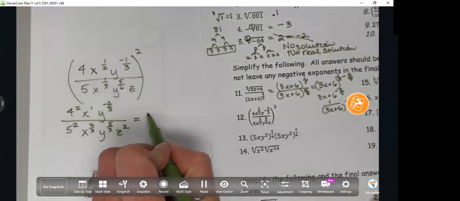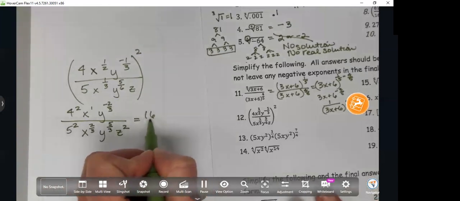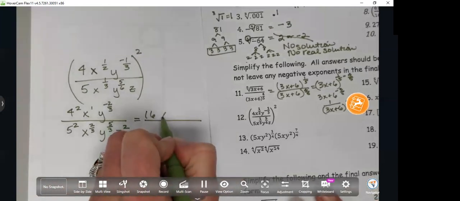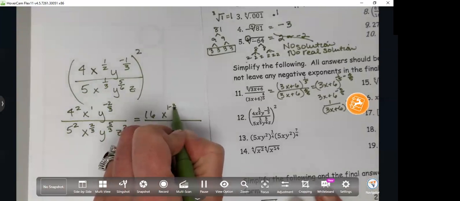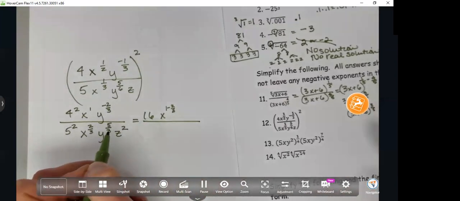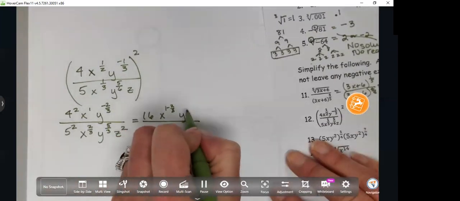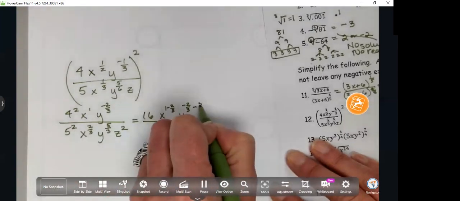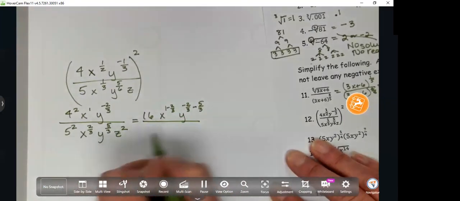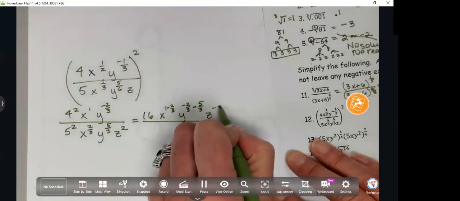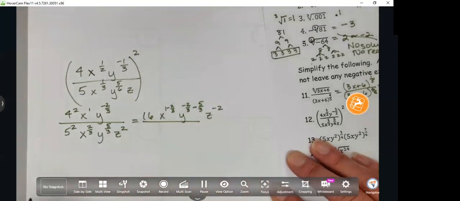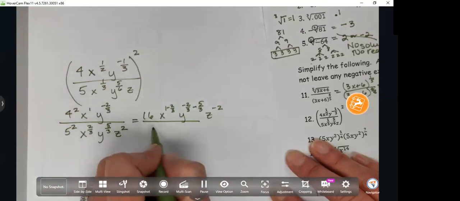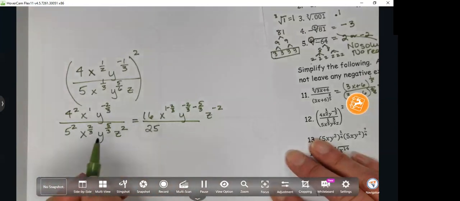So this is going to be 16. This will be x to the 1 minus 2/3. We can do it this way. y to the negative 2/3 minus 5/3. And then z to the minus 2, if we want to do that. That's all in the numerator. I've just moved everything up except for the 25. You don't have to do it this way. You can do it however way you want.